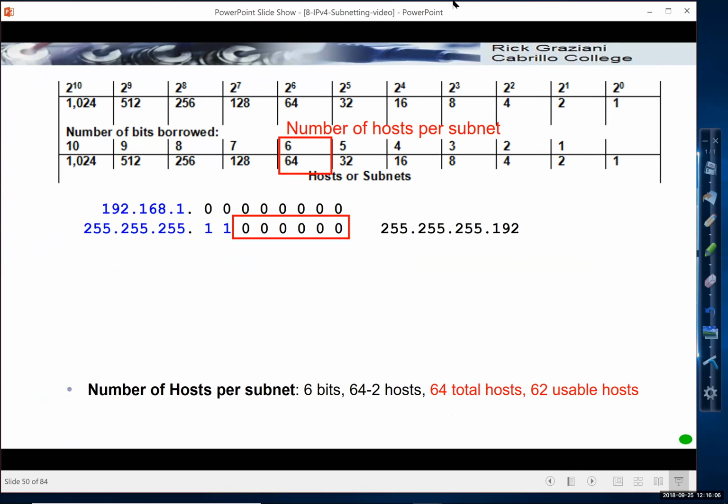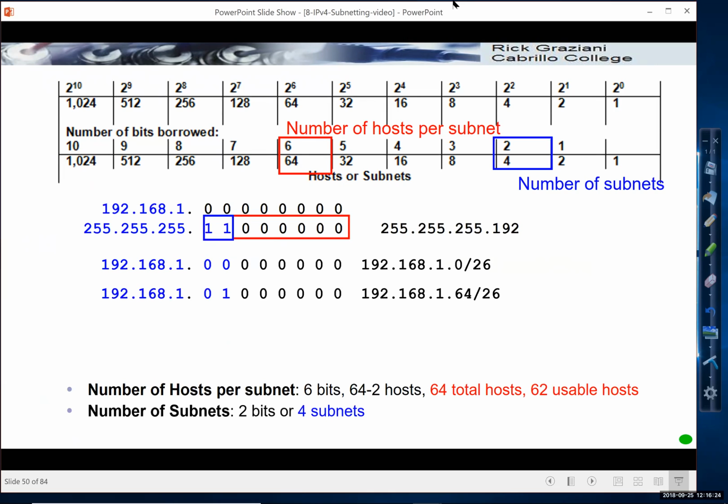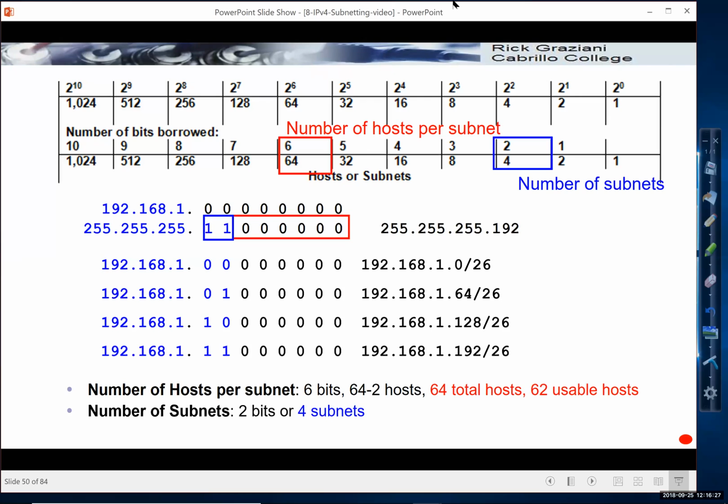We can also take a look at this another way. We have 6 host bits, 64 minus 2 gives us 62 usable hosts, and 2 subnet bits. Here are the subnets: 00, 01, 10, 11. There are our 4 subnets. Remember that little trick we learned in the previous video: 64 total hosts per subnet, not subtracting the 2. Notice that each subnet increases by 64.